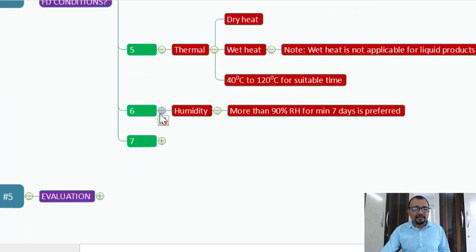The sixth one is humidity. The humidity is also another very important factor which governs the stability of the product, and hence it is always advisable to conduct a humidity exposure of, let us say, not less than 90% relative humidity, for example, for not less than 7 days.